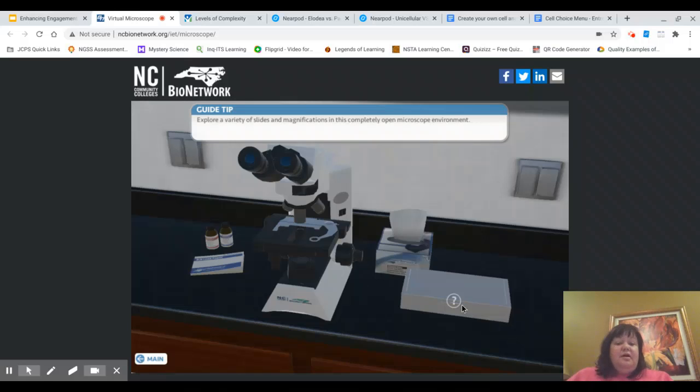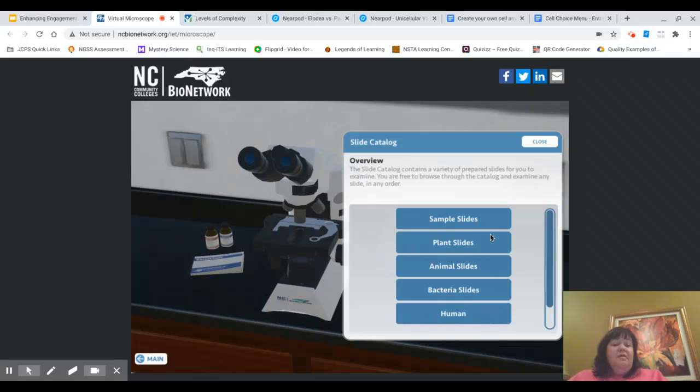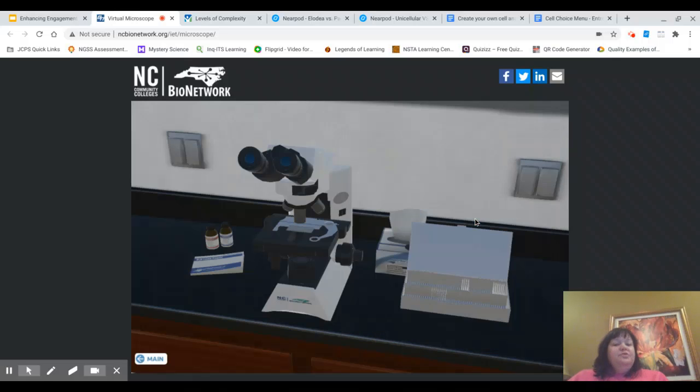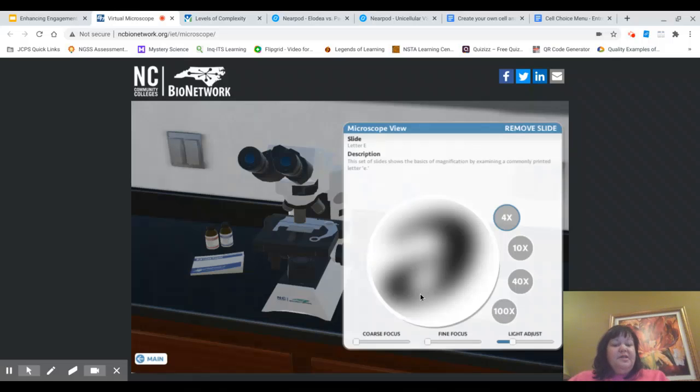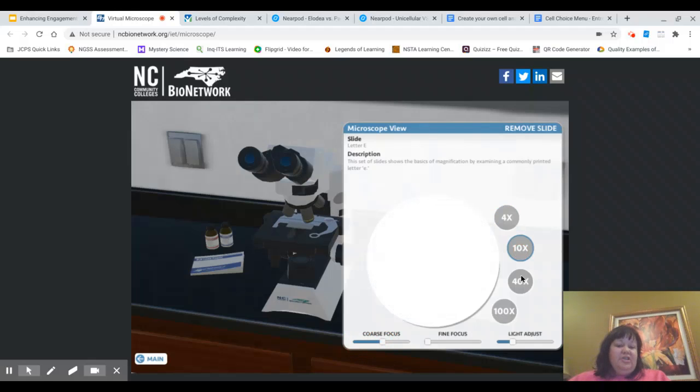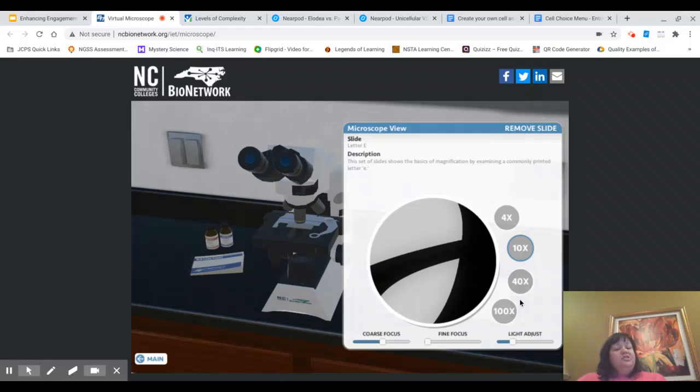Like this one, this part of the simulation was they got to look at a letter E, which is what we do in class. And they got to adjust it, and they could change their magnification. So we got to actually have a lot of the conversation that we normally have in class. So simulations can be very useful. It's just another way to get them to use that.